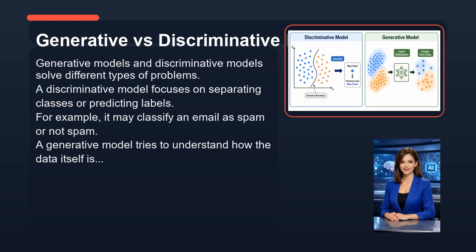A generative model tries to understand how the data itself is formed. For example, it may generate a new email that looks like a real email. In simple terms, discriminative models answer, "What category is this?" while generative models answer, "What could a realistic example look like?"